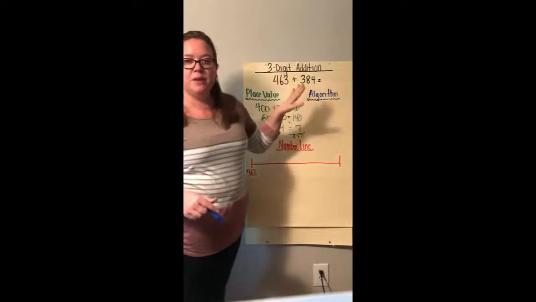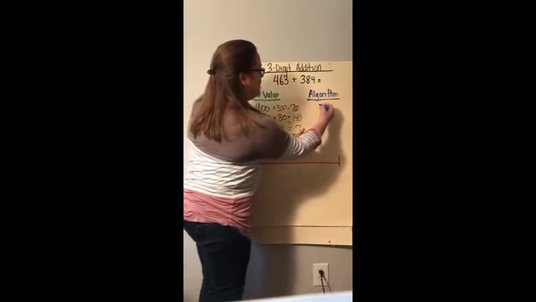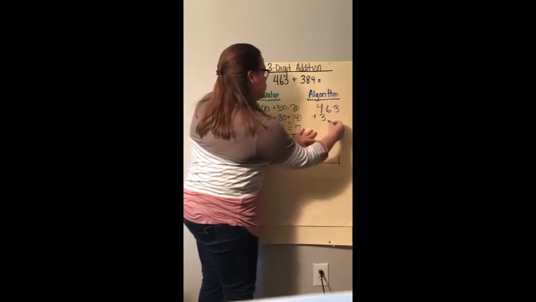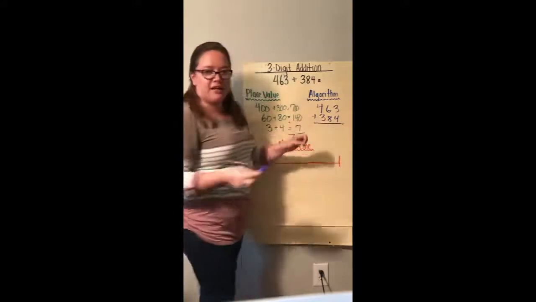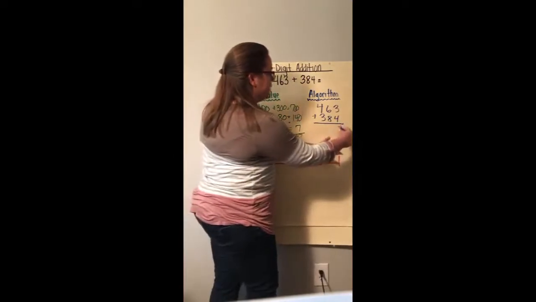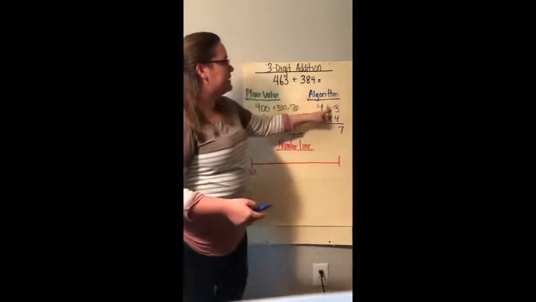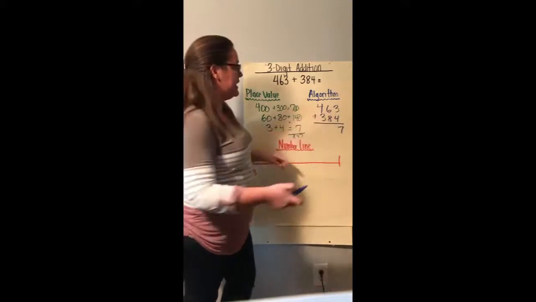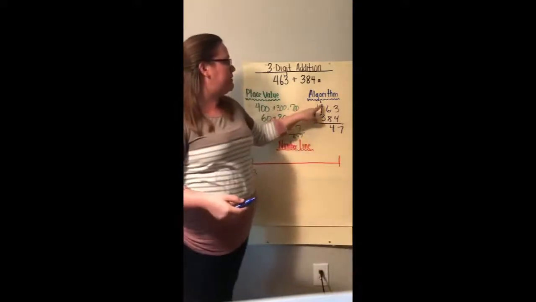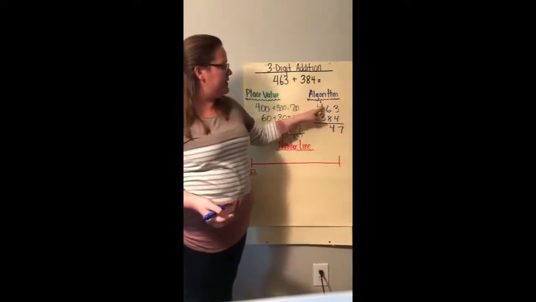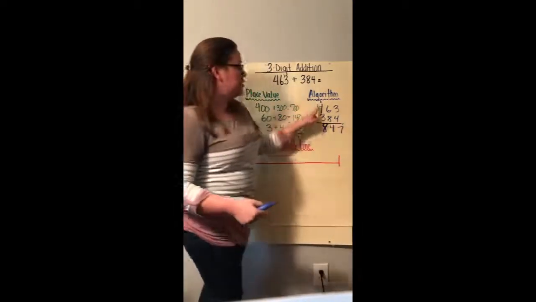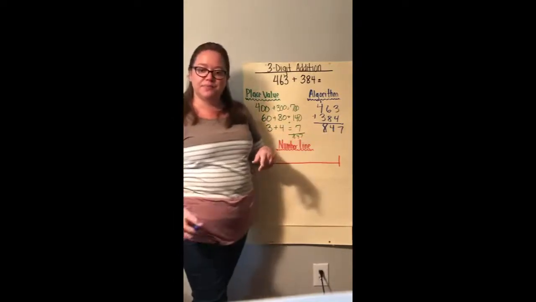The next way we're going to do this addition problem is with the algorithm. So we're just going to line our problem up and then solve. So I have 463 plus 384. With the algorithm, we're going to start in our ones spot. So we have 3 plus 4, that makes 7. In my tens spot, I have 6 plus 8, or really 60 plus 80. And then in my hundreds spot, I have 4 plus 3 plus 1, or 400 plus 300 plus 100. So again, my total is 847.